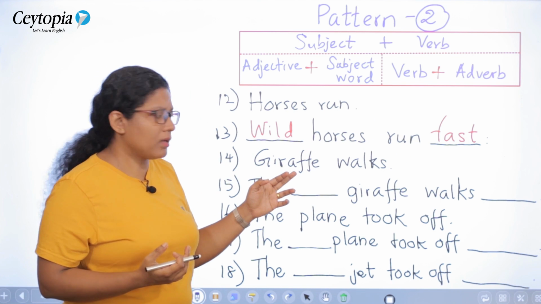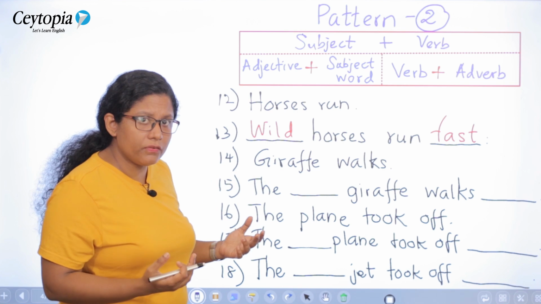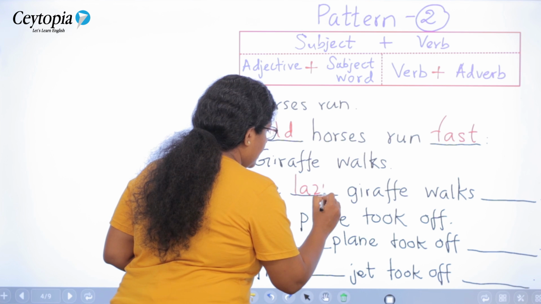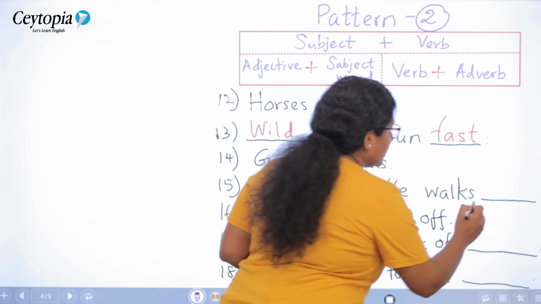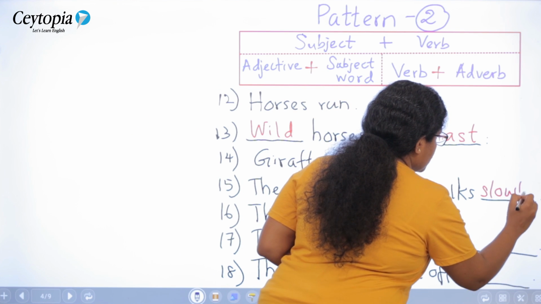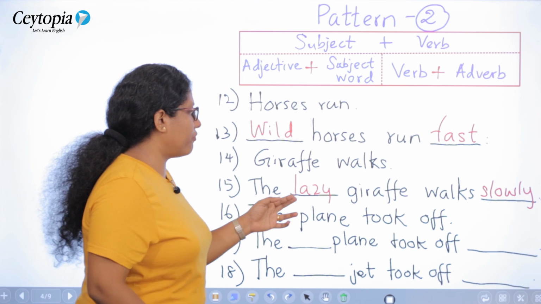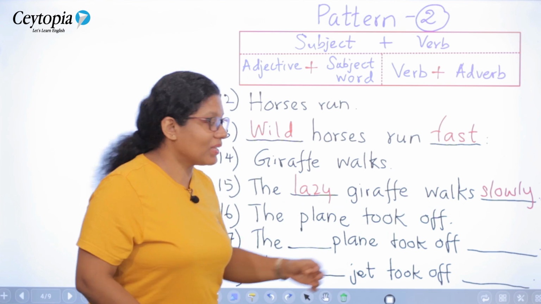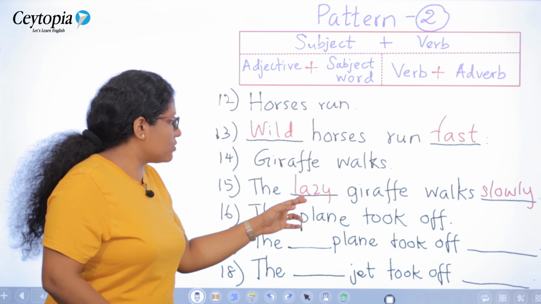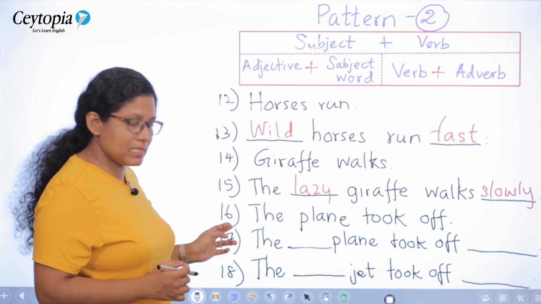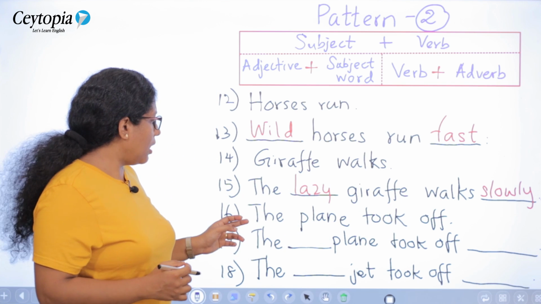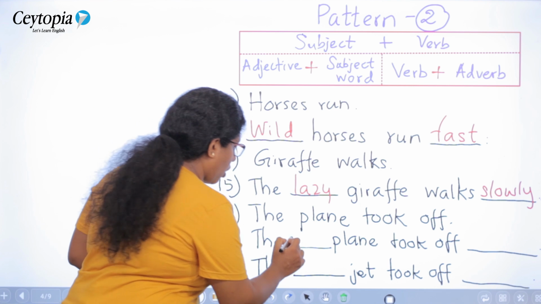Next one. Giraffe walks. How and what kind of giraffes? The lazy giraffe walks slowly. So we describe the giraffe further and how it walks. It walks slowly. This is the adverb and this one is the adjective. Number 16. The plane took off. What kind of a plane? The giant plane took off.